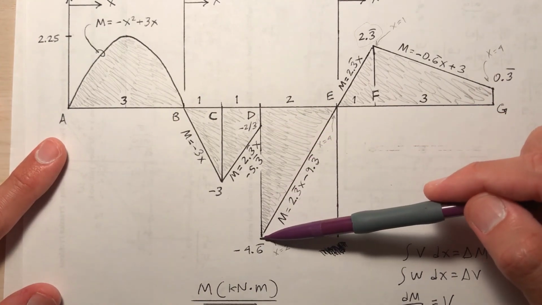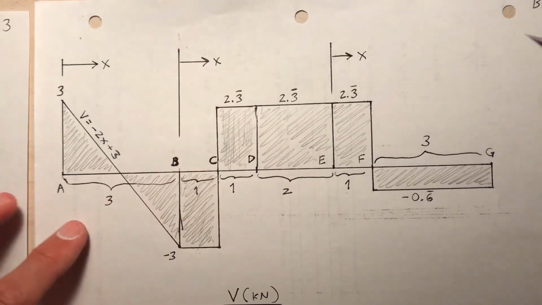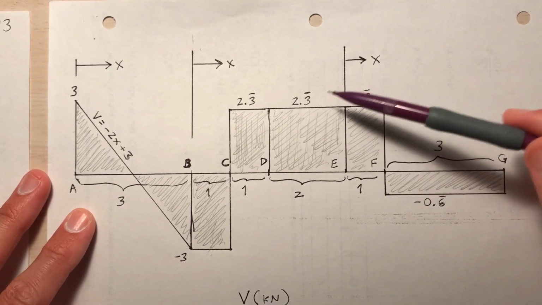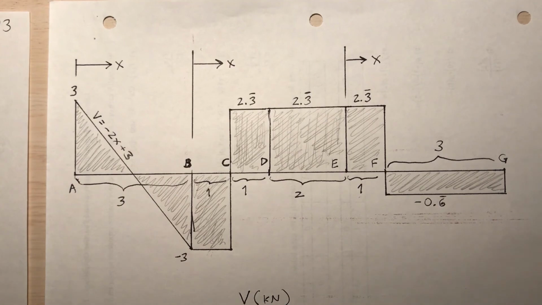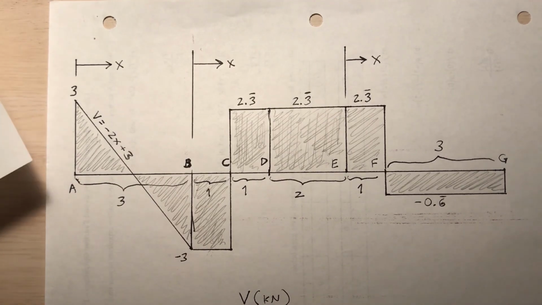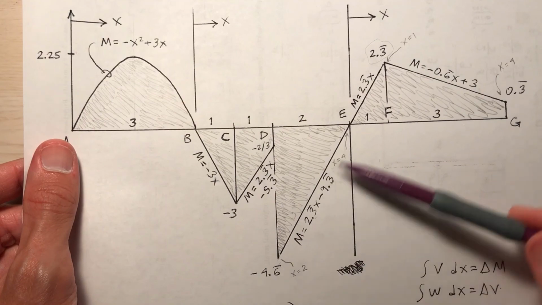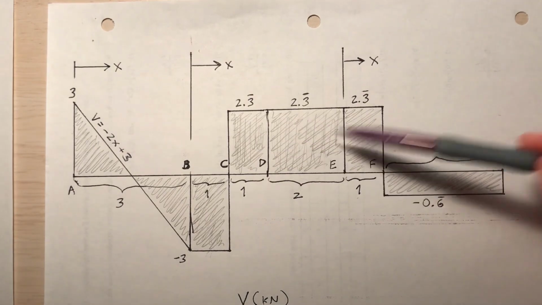So between D and E, what's the area under the shear? Talking about this rectangle here. 2 1/3 times 2, what is that? 4 2/3. So what is the change in moment between D and E? From -4 2/3 to 0. That's a change of positive 4 2/3, which is the area of this rectangle.